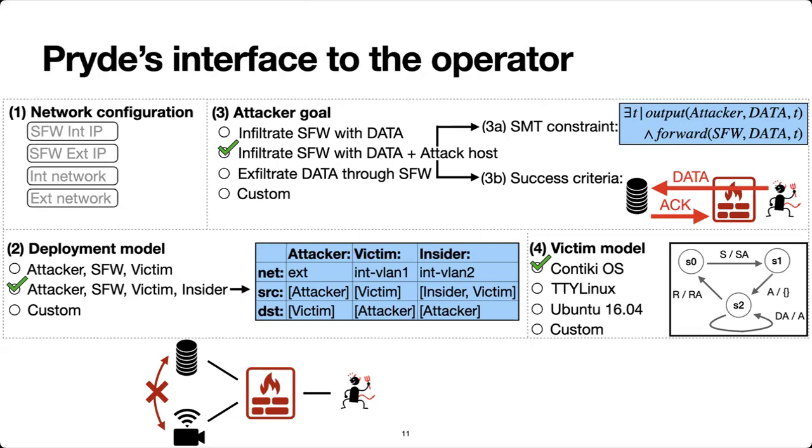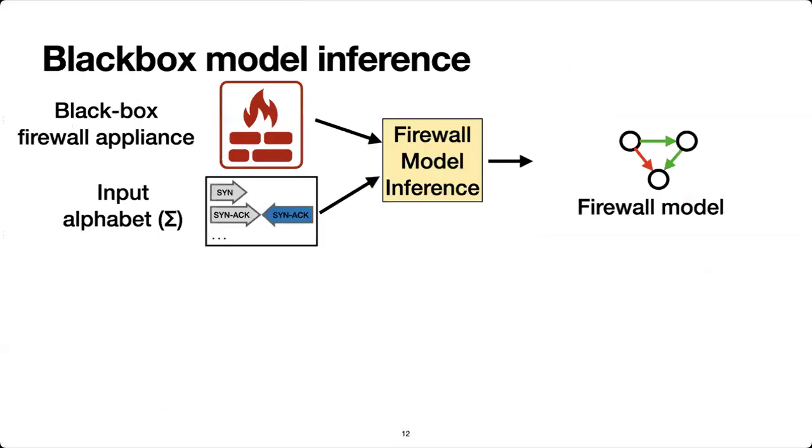And this is just an approximate model that helps Pryde prune the search space and find more targeted attacks. Now, here's the first part of the Pryde workflow, which is firewall model inference. The inputs here are a black box firewall appliance and an input alphabet, which describe the set of packets that can be sent to the firewall. And the output here is a firewall model.